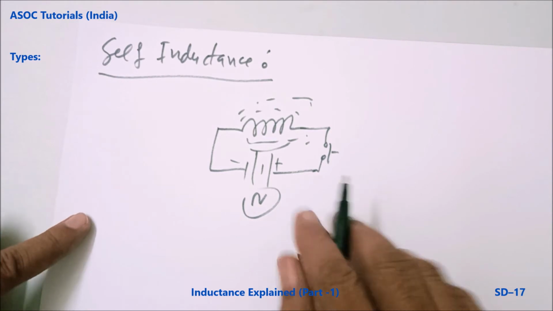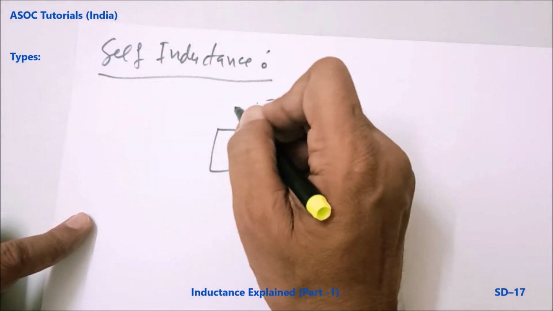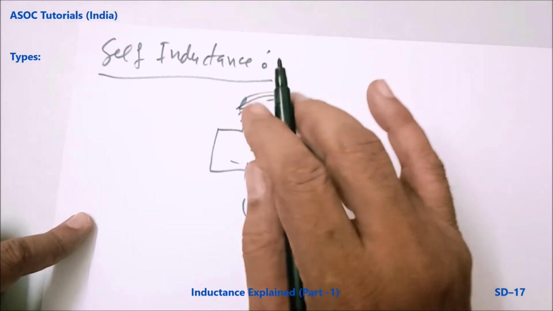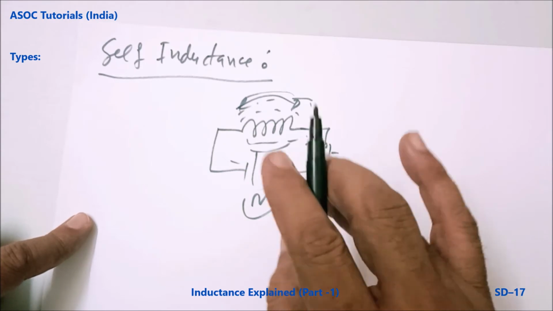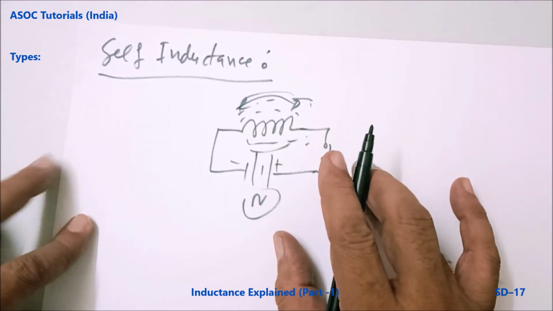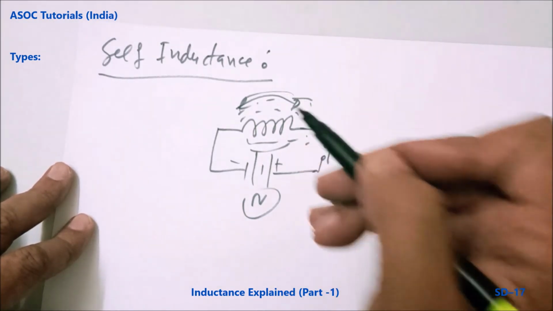If the current is changed, the lines of force applied to the coil will also change, which will induce a voltage in the coil, and this is called self-inductance. That you have to remember. Here I am adding one more thing.